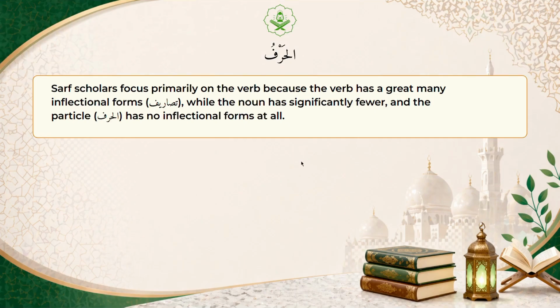And now about the حرف. Sarf mostly studies the فعل, verb, and a little bit of ism, because the verbs change a lot. They have a lot of tasarifs, inflectional forms, and the isms have a little bit less than fi'ls, but حرف, the particle, doesn't have any. They always stay in the same state without change.